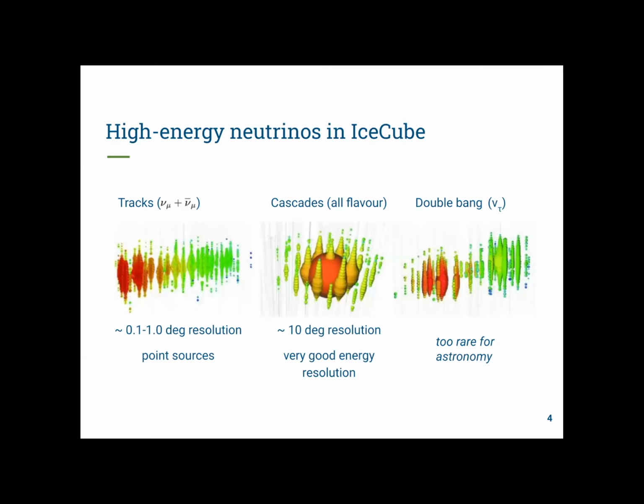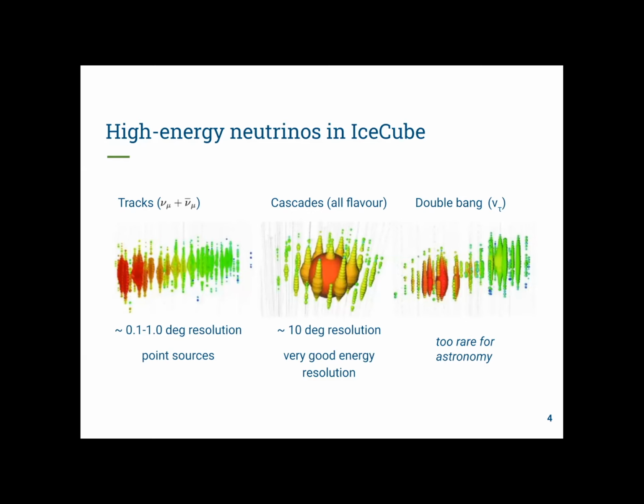Just to have a reminder of what kind of event signatures we see in IceCube. So we have muon neutrinos that produce tracks. And since they leave this long signature inside the detector volume, they can be reconstructed with a resolution that goes between 0.1 and 1 degree on average. And they're the ideal channel if you're looking for point sources.